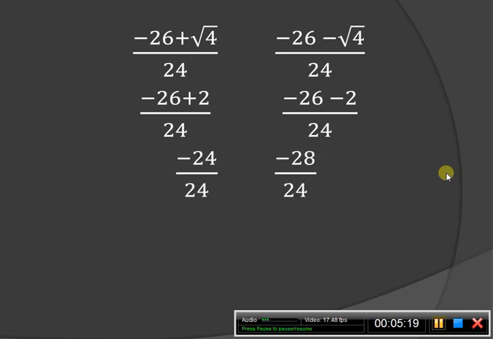This then gives us minus 24 divided by 24, or minus 28 divided by 24. So x is equal to minus 1, or x is equal to minus 7 over 6.